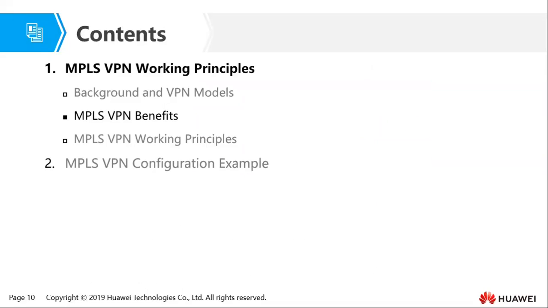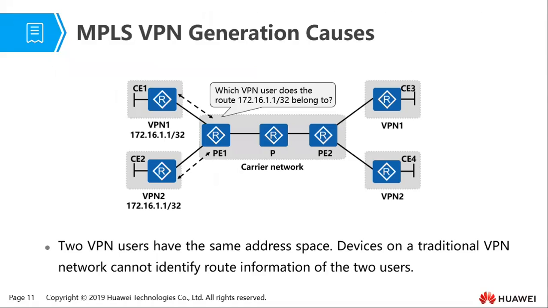Now, the main problem with the two models we've looked at is that they cannot use overlapping address spaces. That is what MPLS VPN is going to provide. So let's look at MPLS VPN benefits so that you understand how it works.